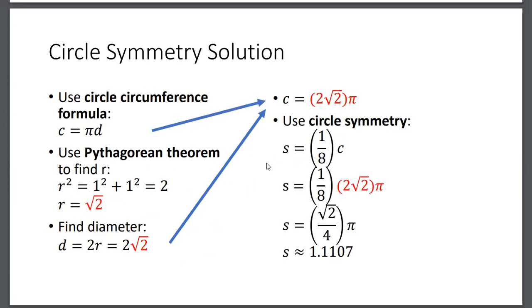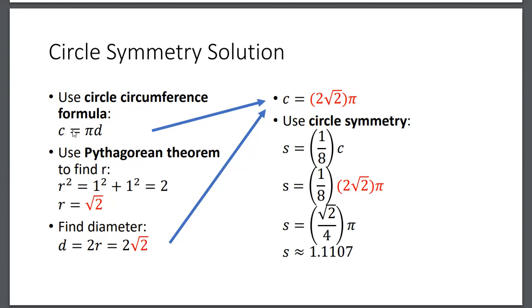An alternative solution to the same problem is to use circle symmetry. First, we'll use the circle circumference formula. The circumference, which is all the way around a circle, is pi times its diameter. Next, again, we use the Pythagorean theorem, just like we did in the previous slide, to calculate R. R is the square root of 2. Find the diameter of the circle. That's simple. The diameter is twice the radius, so that's 2 times the square root of 2.